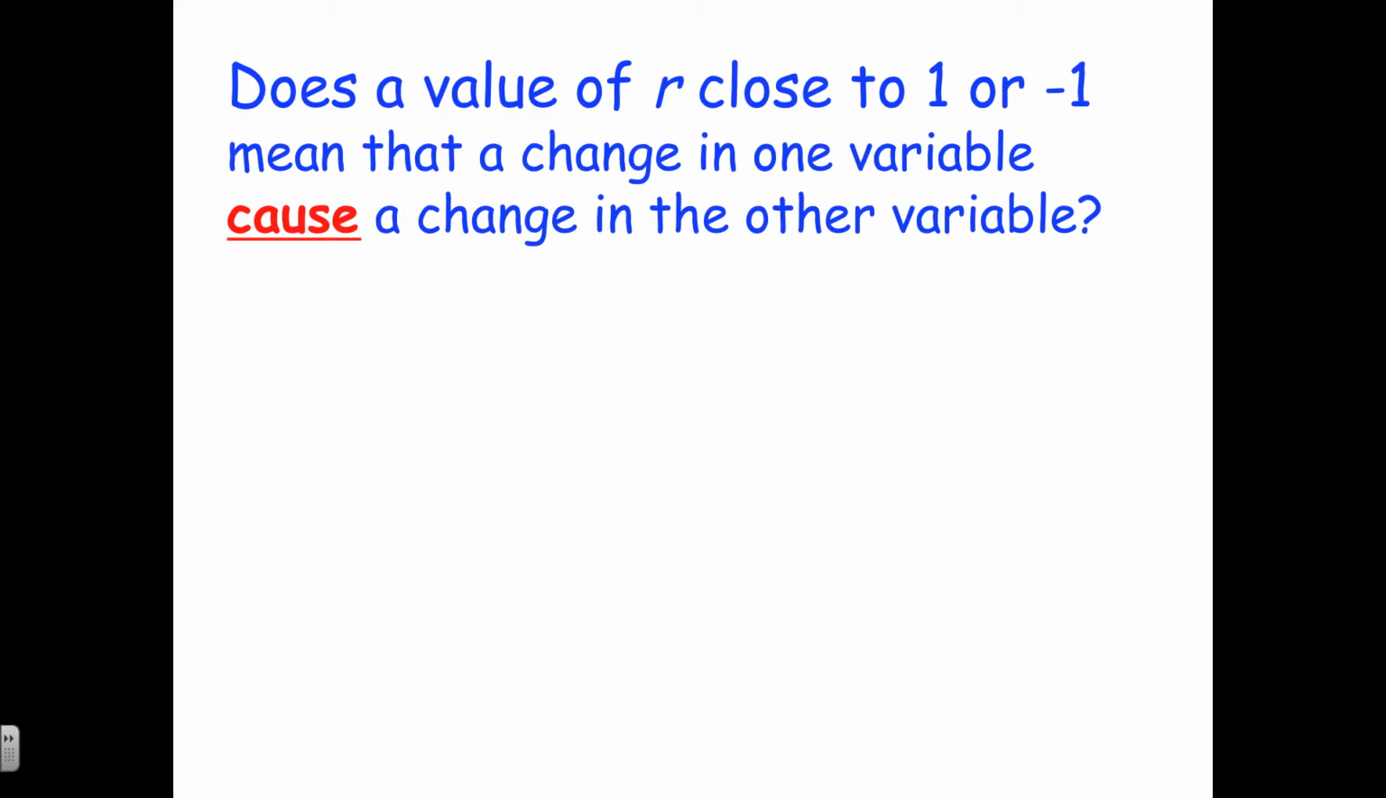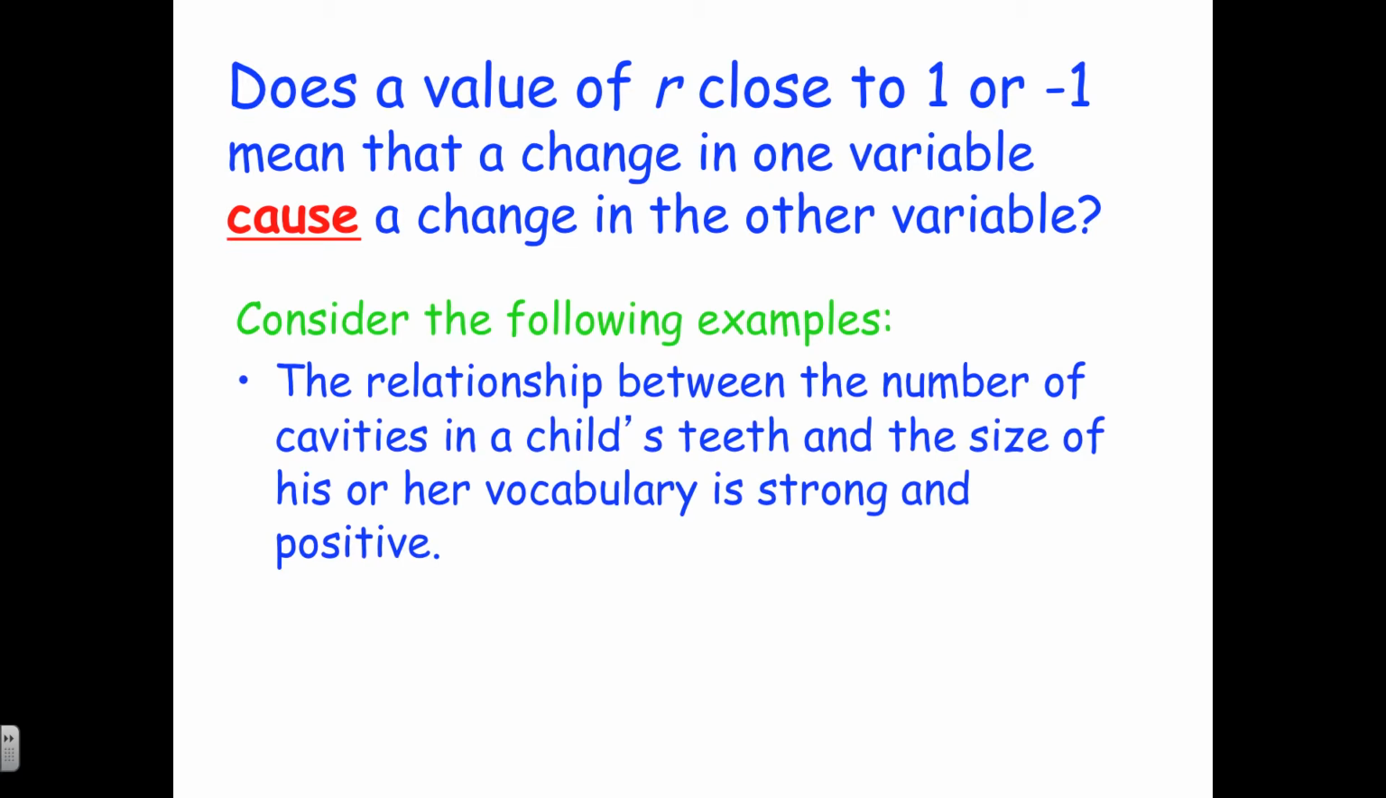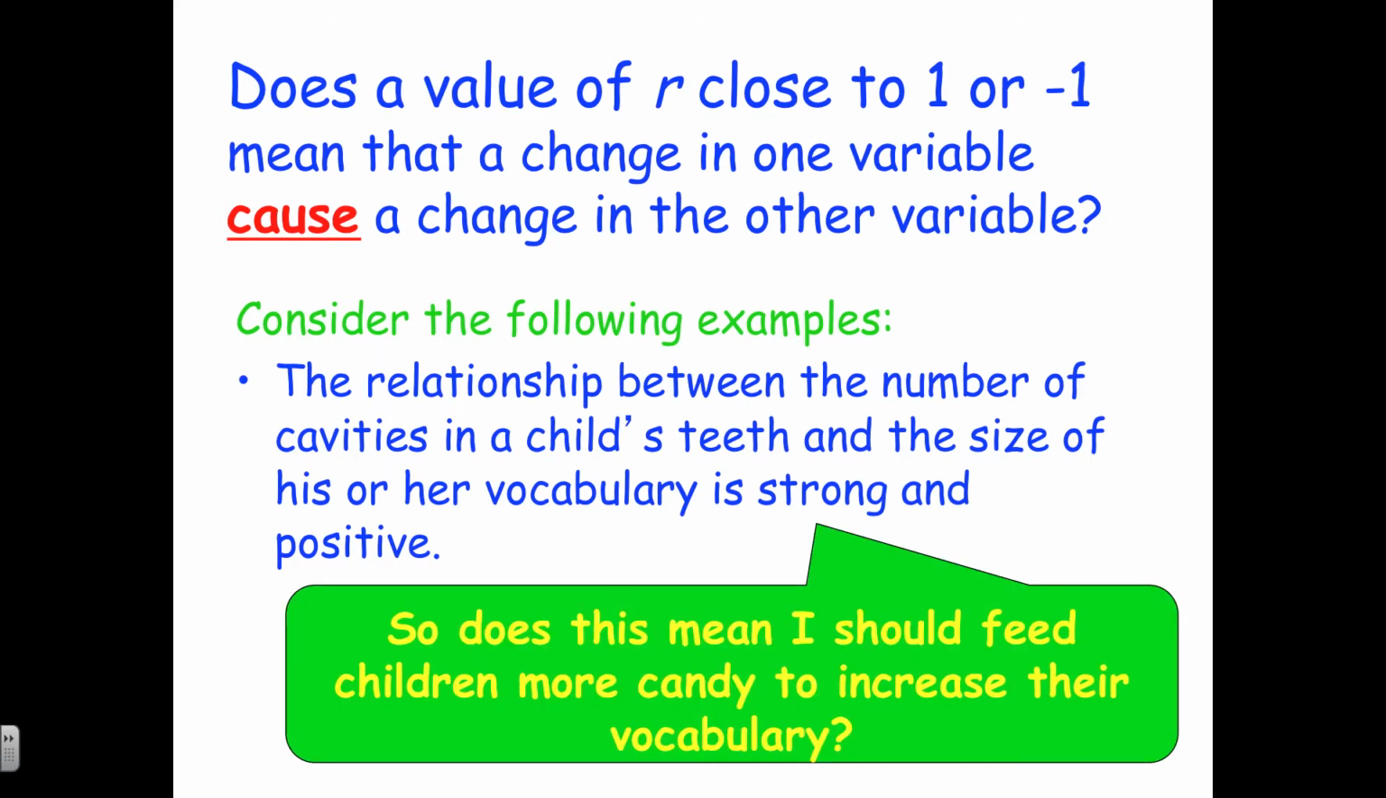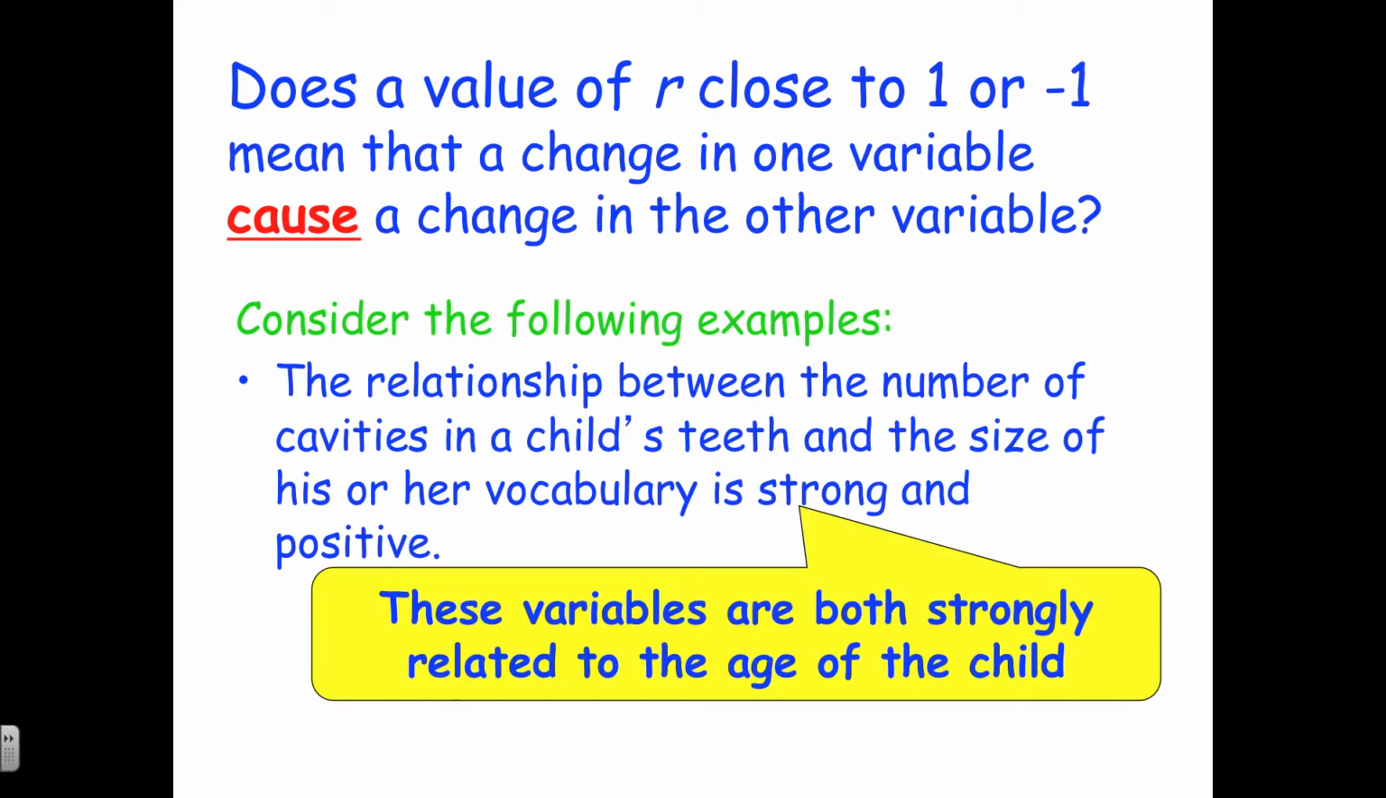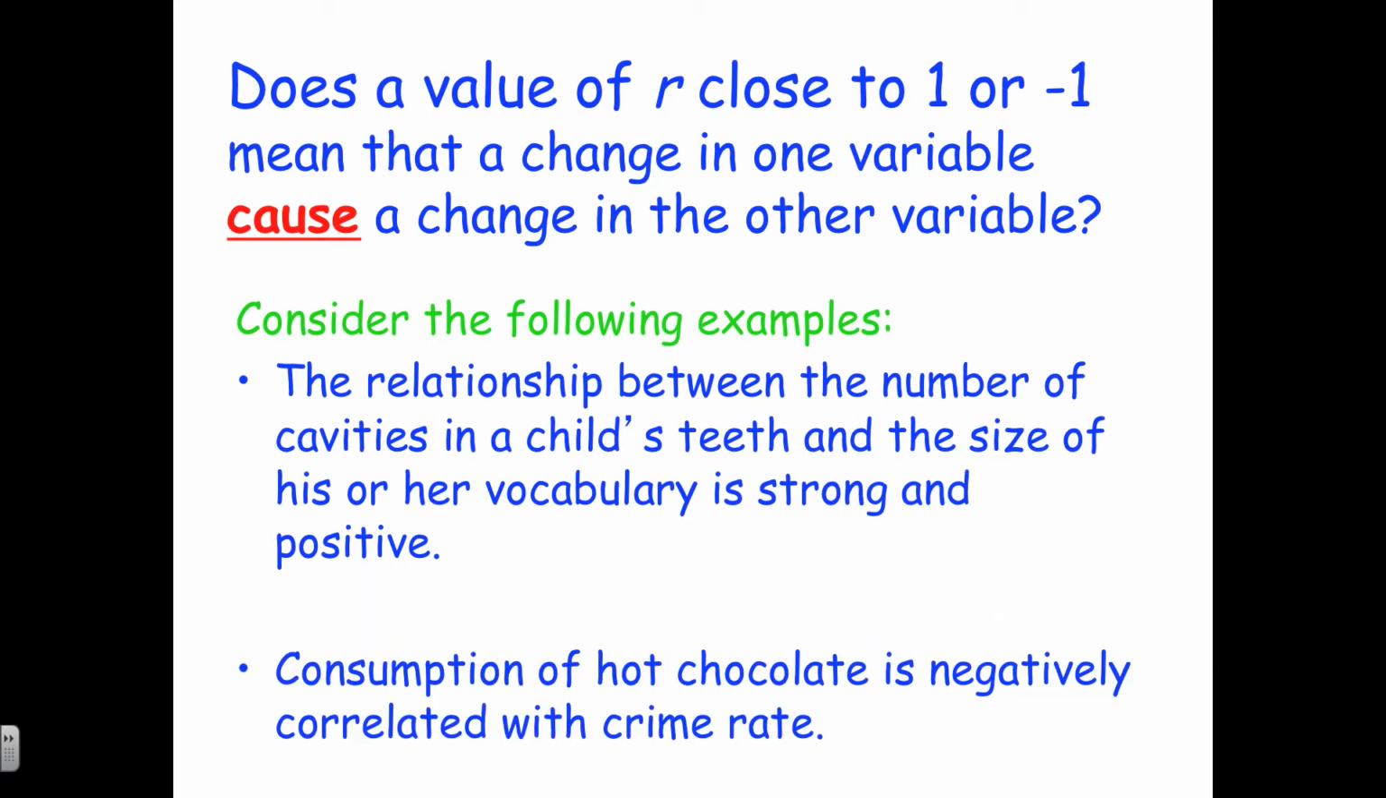Does the value of R close to 1 or -1 mean that a change in one variable can cause a change in the other? Well, what if I'm discussing the relationship between the number of cavities in a child's teeth and the size of her vocabulary? I find that it's strong and it's positive. So does that mean I should give children more candy to increase their vocabulary? They're both strongly related to the age of the child. So there's a confounding variable.